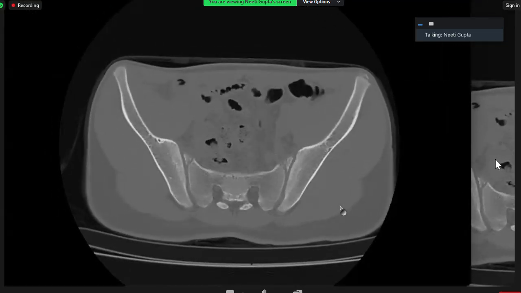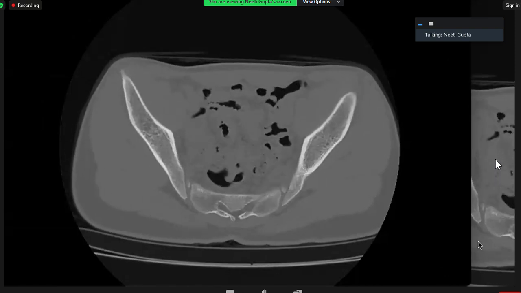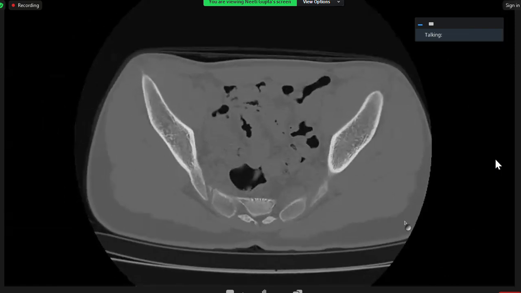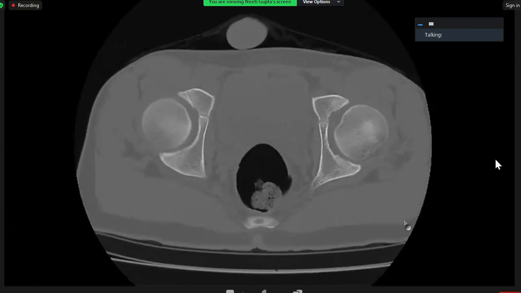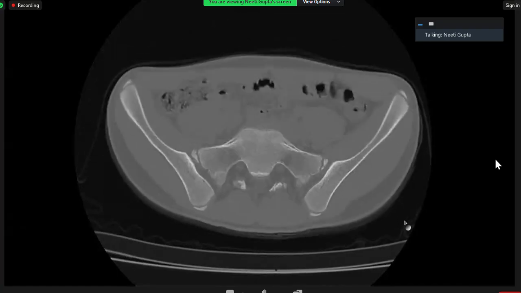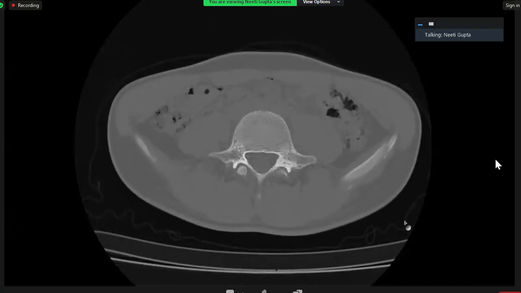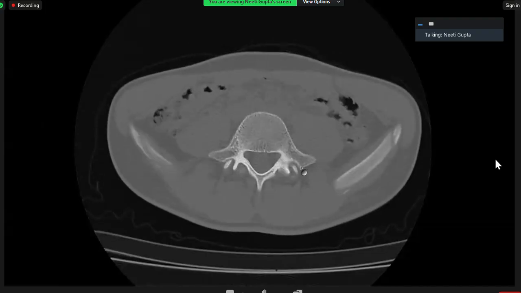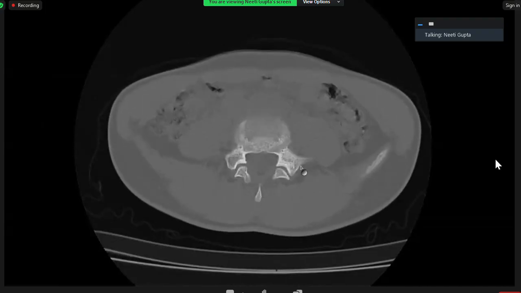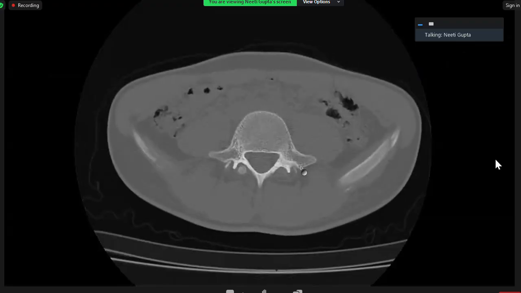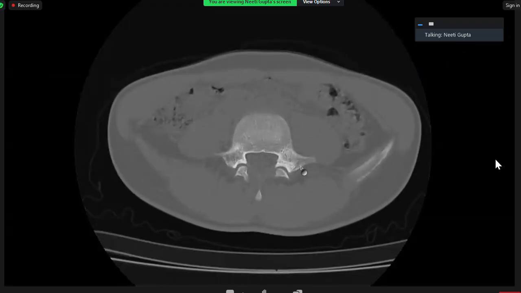I'm scrolling through the actual CT images, going cranially. Now, do you see the subtle linear lucency in the left pars interarticularis at the same level? This was a classic case of a stress injury at the left pars interarticularis.